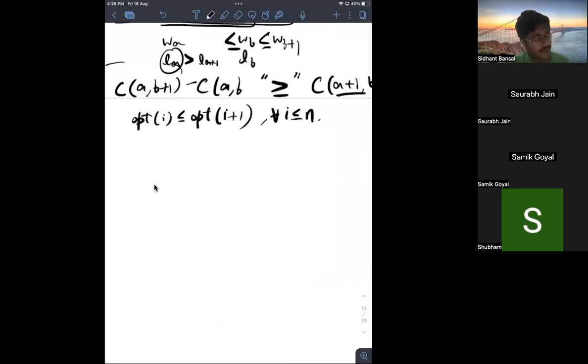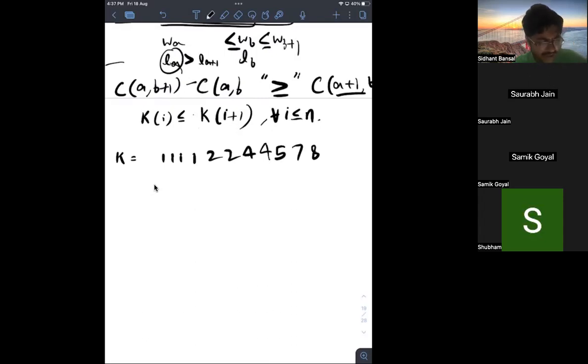So you got this, and I'll just replace opt with K because it's way less verbose and easier to spell out or say. Think about how the K array will look. It will look like 1 1 1 1 2 2 4 4 5 7 8, something like that. Basically, the K array will look monotonic. That is, it will be increasing as i keeps on increasing. Not strictly increasing; it can have the same value as the previous one, but it will be increasing.